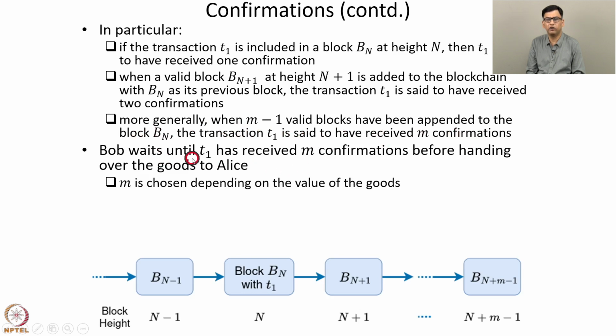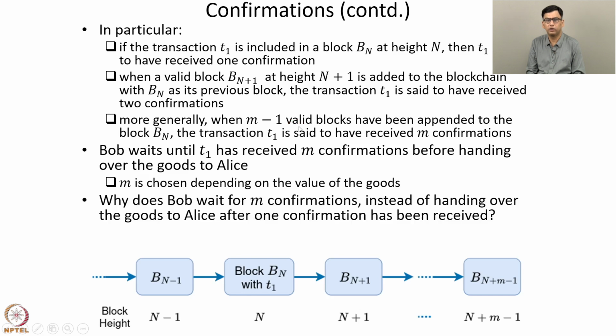M is chosen depending on the value of the goods. So M equals 6 is a typical value, but M can vary depending on the value of the goods. For very expensive goods, Bob may wait for more confirmations, for example, 10 confirmations. And for less expensive goods, he may wait for fewer confirmations, for example, just 3 confirmations.